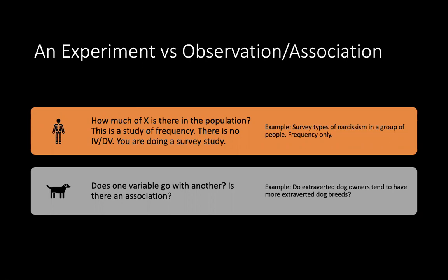So in our study of narcissism, we're just looking at one thing, narcissism. In our study of association, we're looking at 2 things. The example here is extroversion in people and extroversion in pets. Do extroverted dog owners tend to have pets that are more extroverted? So you're looking at a correlation between the kind of pet they have and their level of extroversion.